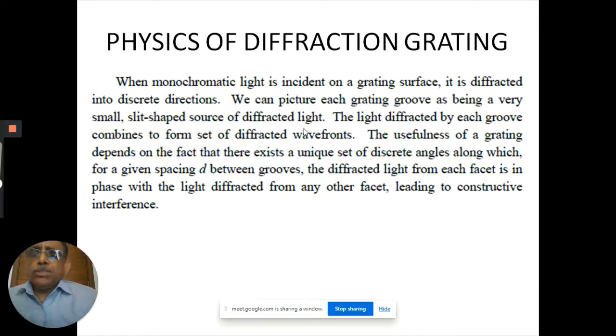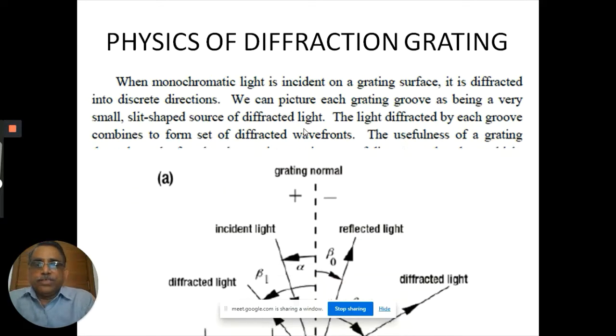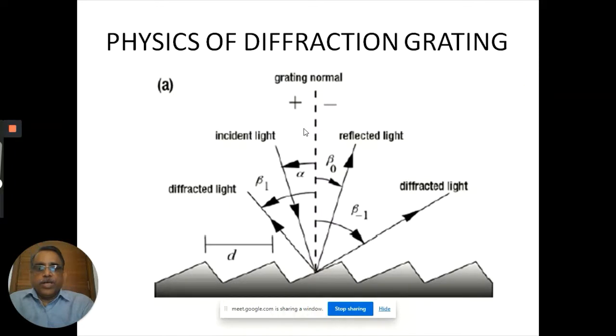Now, what is the physics behind this? When you have incidence of monochromatic light, it gets diffracted into discrete directions and gives a pattern. We have grooves, and these grooves make the diffraction phenomenon happen. This is an important point, and it is based on interference. Now if you look at it, I've taken a grating, which is basically a grooved grating. We will discuss what kind of grating it is.